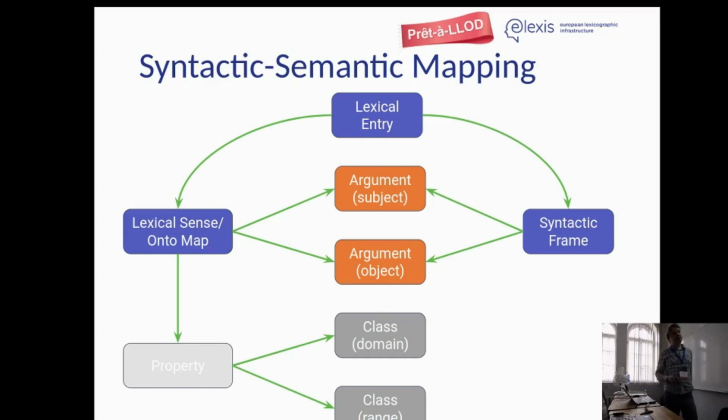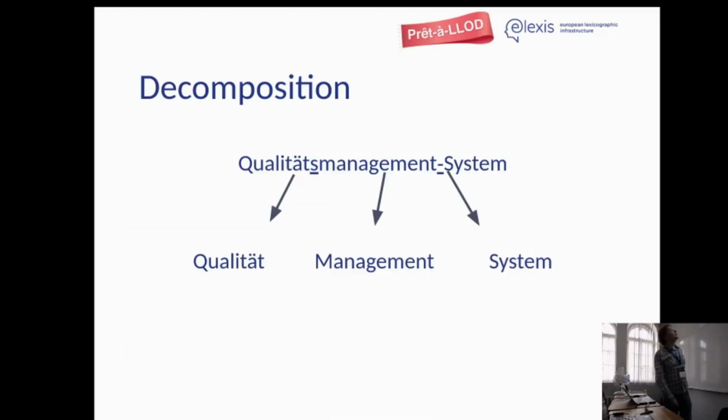This morning we're going to look at some of the other features. First of all, we're going to look at decomposition. This is often a case in multi-word expressions, particularly in languages like German, where we have fun words like Qualitätsmanagement system, where we would like to know how a word is decomposed into other words.